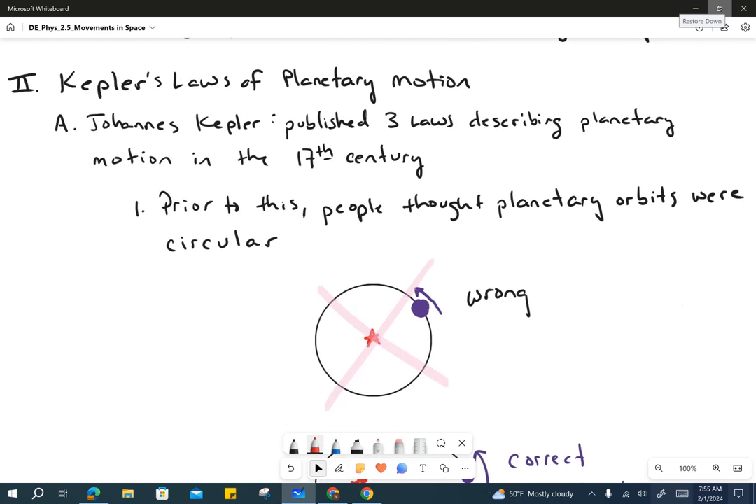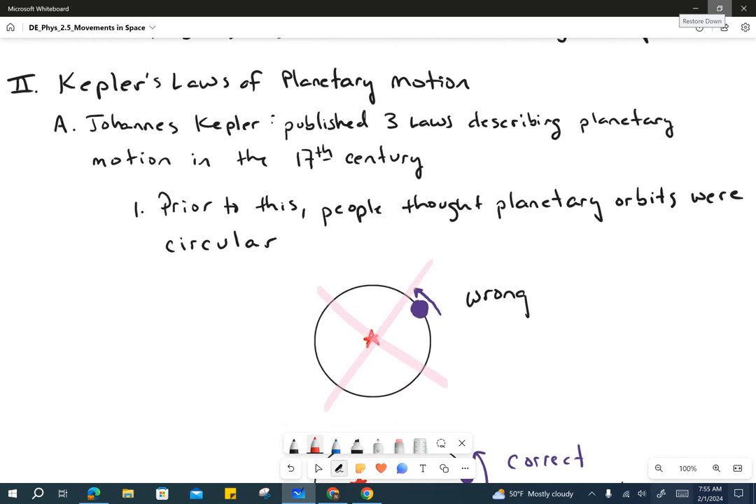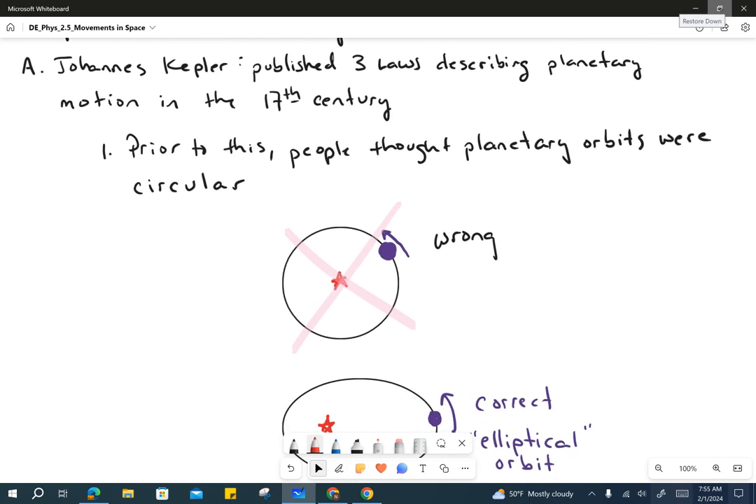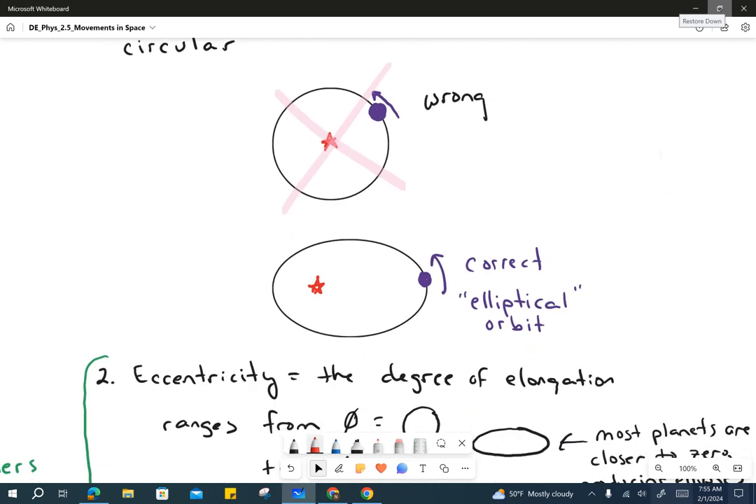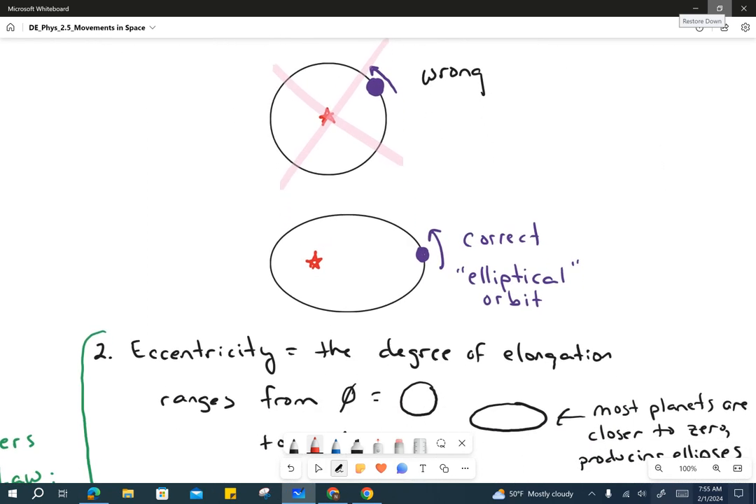Okay, Roman numeral 2, we got to talk about Johannes Kepler and his laws of planetary motion. 17th century, so this was stuff he developed in the 1600s. He said that we are wrong to think that planets orbit their stars in a nice circular pattern. More realistically, he said, they're elliptical orbits.